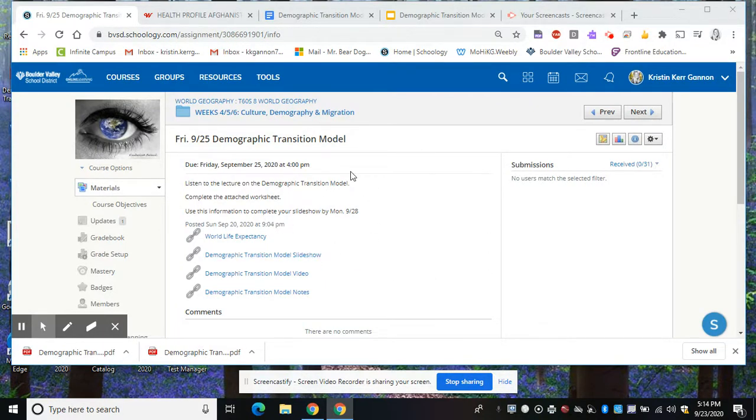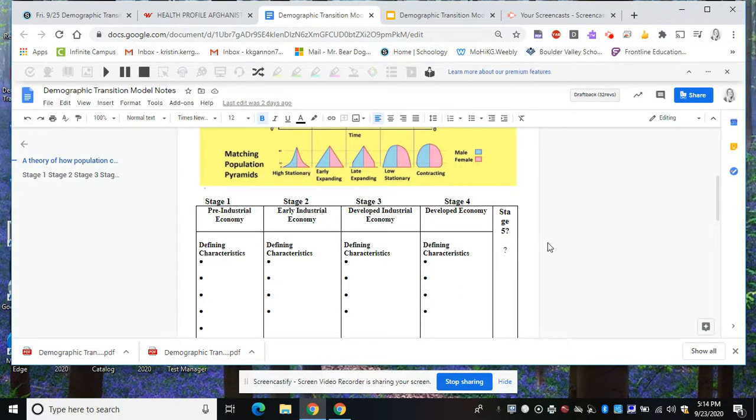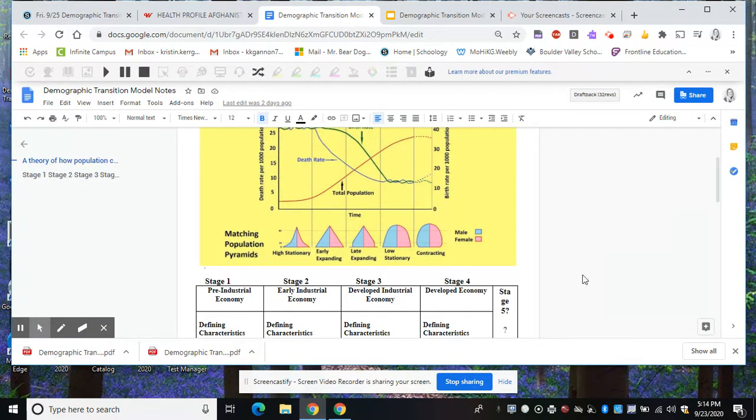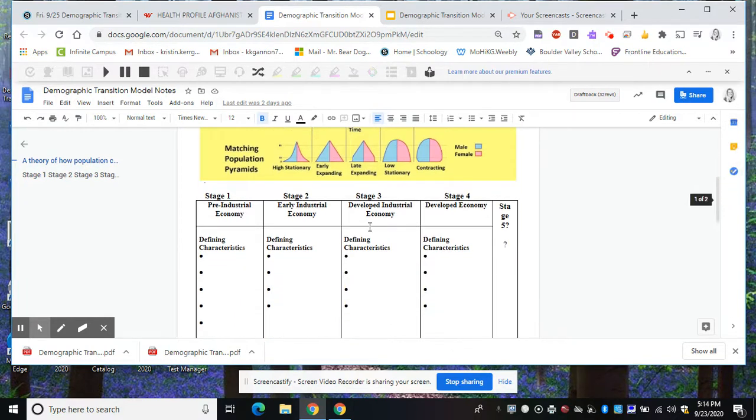While I'm going through this lecture, you're going to be taking notes on a document that looks like this. I've drawn the population pyramids for you, and then you are taking some notes about the different stages. Stage 1, 2, 3, 4, and 5. If this document isn't working for you and you want to just take notes in columns, you're going to need 5 columns, and you're going to be writing down some defining characteristics of each stage. This is what you're going to upload when you're done with the lecture.